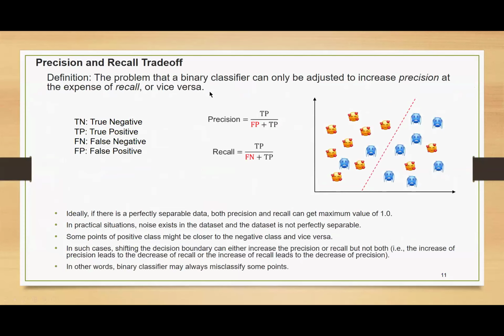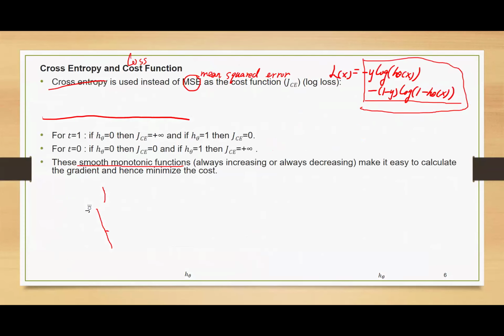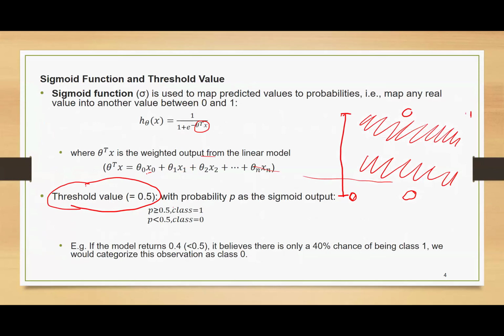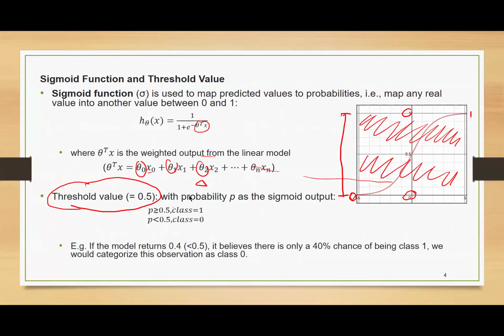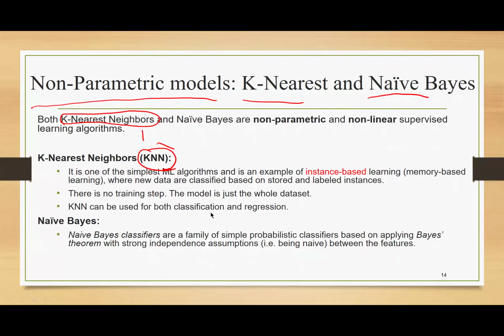What does it mean? Previously, in our model, we have a set of parameters, theta 0, theta 1, theta 2. These thetas are all the parameters of the model, and these parameters are learned during the training. However, in KNN and naive Bayes, we will not have any parameters inside the model. So that's why it is called a non-parametric model.